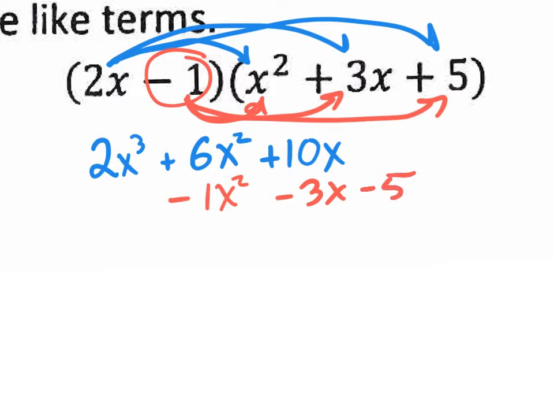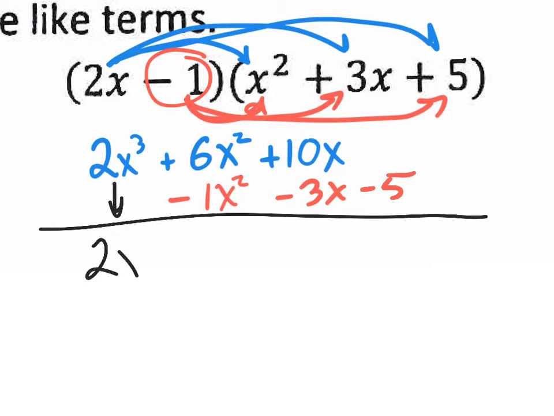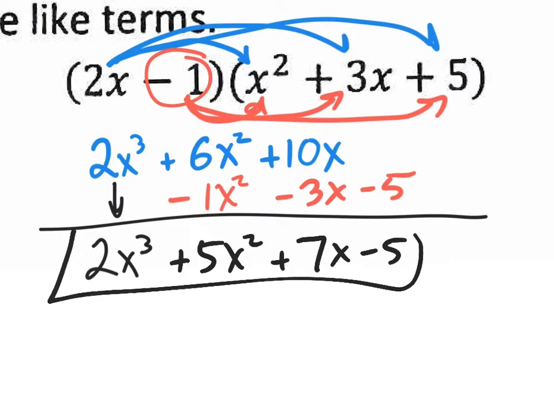Now, what this does, it makes it a little more organized, a little bit easier to combine. So when you do combine them, it's kind of like linear combinations, where you say, okay, the 2x to the third, there's nothing to combine it with. The 6 take away 1 of those is going to simply be positive 5 of those. And the 10 take away 3, it's going to be 7 of those. And the minus 5 comes down, and there's the same exact answer. It's just done a slightly different way. So it's totally up to you guys.